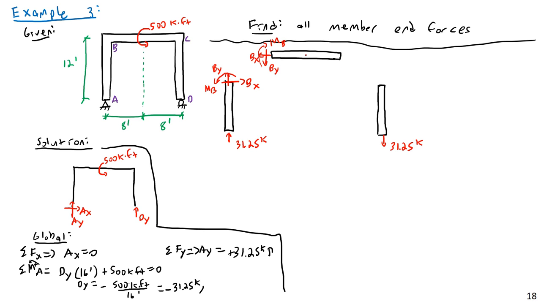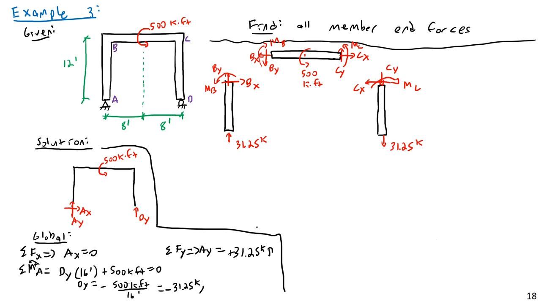Then, I can't forget my 500 kip foot applied couple, because that's going to be important for this member. Then, if this BY is downward, then this one should be upward. So I'll have a CY, then maybe a CX, and then maybe an MC like this. I don't like how that's turning out. Let me erase some of this so they're not totally on top of each other. If that one is counterclockwise, then this one is clockwise. And then a downward CY here, and then a CX to the left here. Again, equal and opposite.